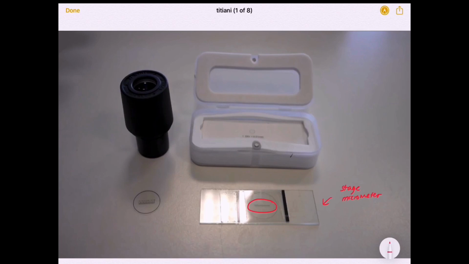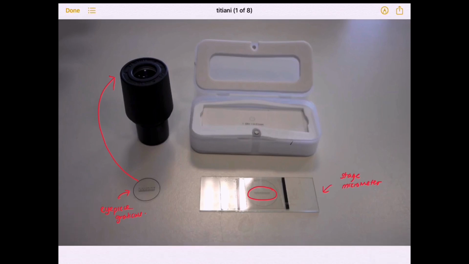And the second thing that you need will be your eyepiece graticule, which is a scale that can be fitted into your eyepiece lens. But usually you wouldn't get to see the eyepiece graticule because it's already been fitted into your eyepiece for you. So now we just go into the setup.